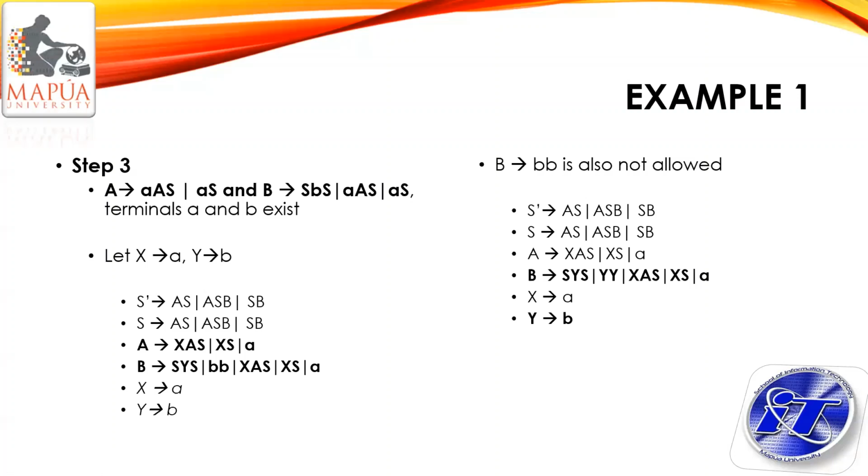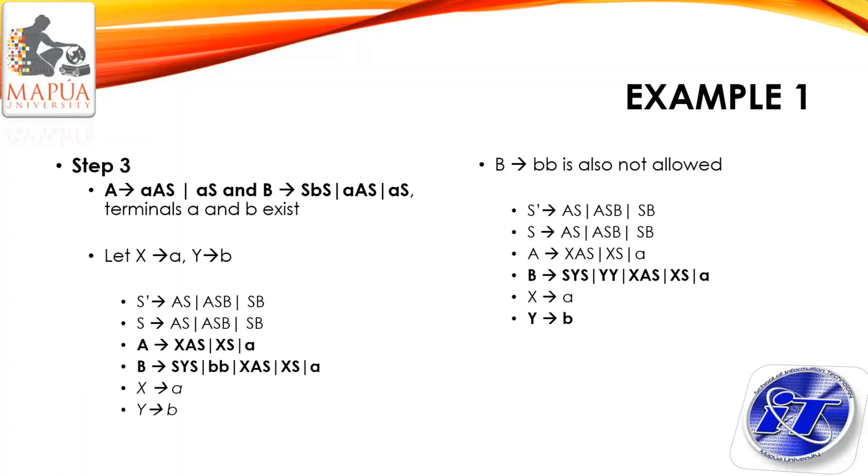Two terminating symbols are not allowed. So therefore, it should be replaced by a non-terminating symbol. So BB should be replaced by non-terminating YY. Okay, so this would be the new production rule for B. And don't forget to include the new production rule in our CFG. Okay, and then next would be, again going back to step 4.